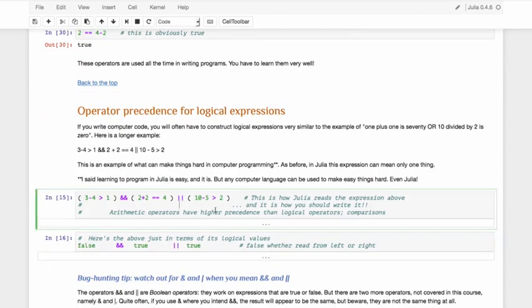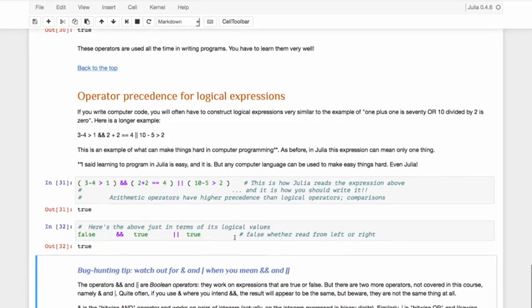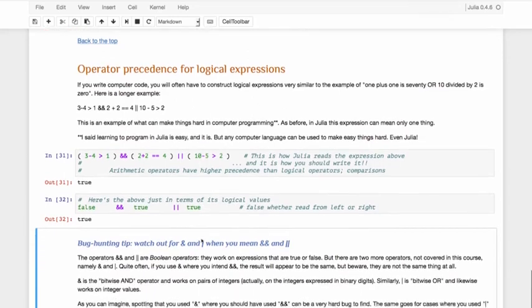So, to be exact, arithmetic operators have a higher precedence. So first Julia does the arithmetic and gets false, true, true, and then evaluates it. Let's see if we get the same result in both cases, true and true. This is true because false and true is false, and then false or true is true. This actually works whether we read it from the right or the left.